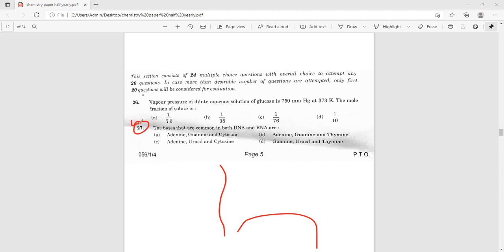Question number 27. The bases that are common in both DNA and RNA. So DNA and RNA, which one is right? Because in RNA, uracil is there, and in DNA, thymine is there in place of uracil, right? Here uracil, here uracil, here thymine, means B, C, and D are wrong answers. Only A is the right answer. Question number 28.